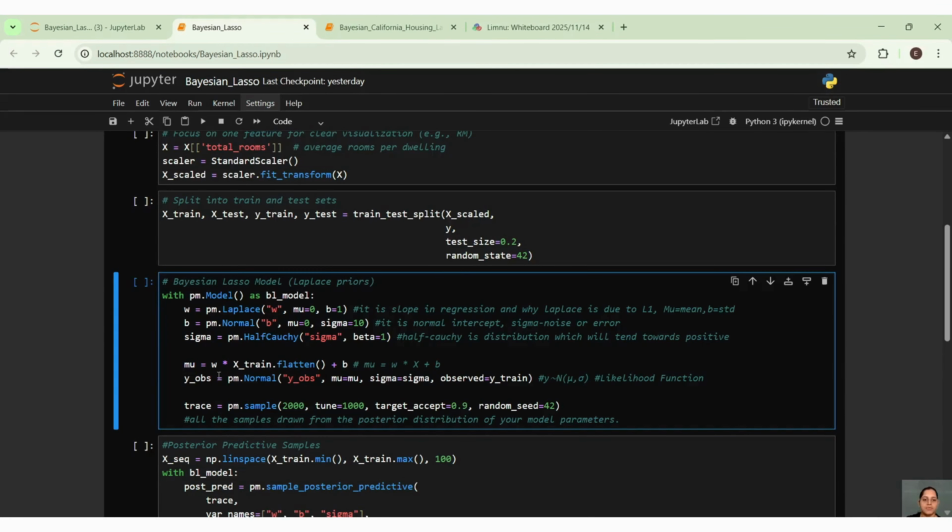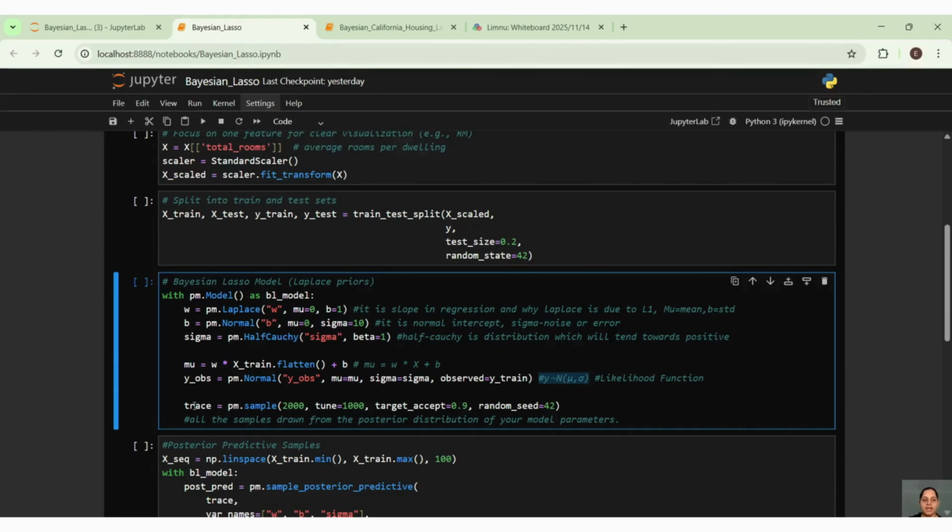Then what we are doing, guys? We are getting our mu equal to W into X plus B. This is what we are getting, correct? Mu means it's our output here, right? Then we take the Y observation, and inside that Y observation we are taking normal again. This is similar to Y following normal with mu, sigma, the likelihood function. So here we are calculating the prior, the likelihood, and the posterior.